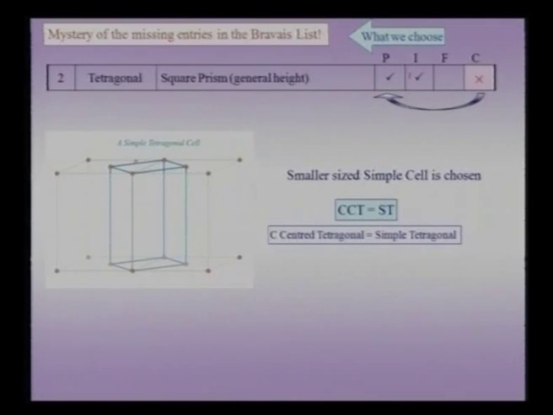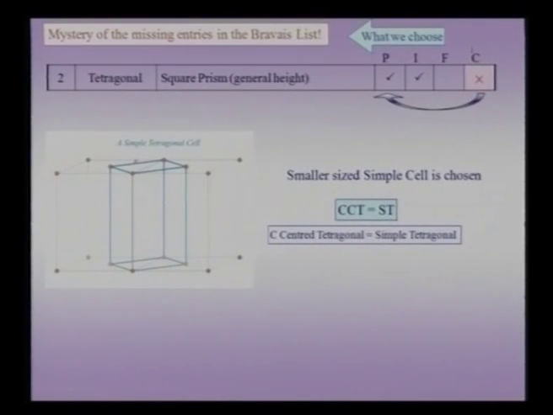Now, let us consider another example to understand the mystery of these missing lattices. Here we see that there is no C centered tetragonal lattice in the listing. What I can do in the case of the C centered tetragonal lattice is make an alternate choice, like shown in this case.